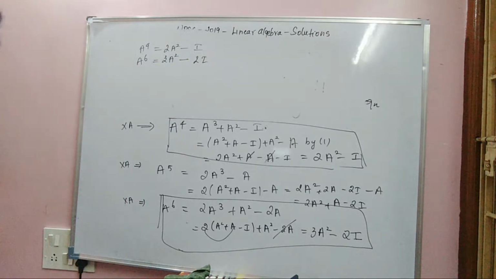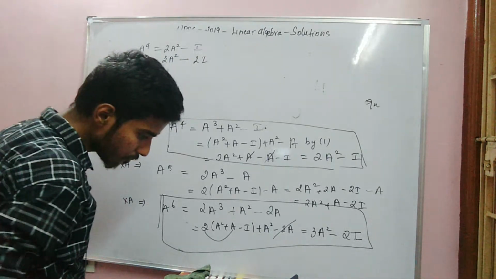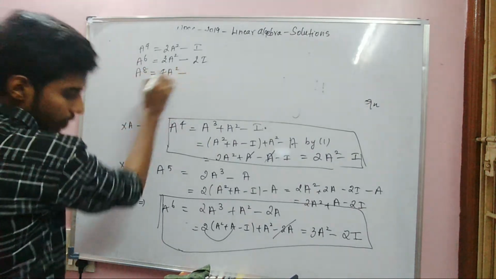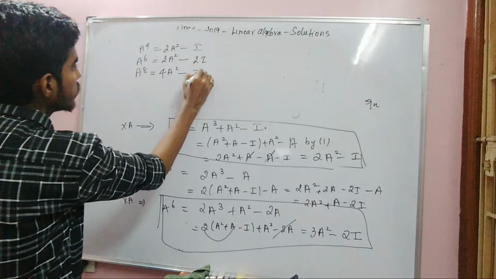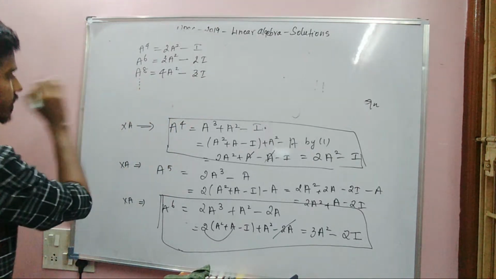So you find A power 8 on your own, right? You just find A power 8 on your own. So we will have A power 8 equal to 4A square minus 3I. You just verify, you just find A power 8. Is there, can we generalize this?